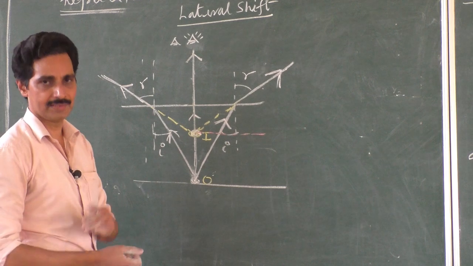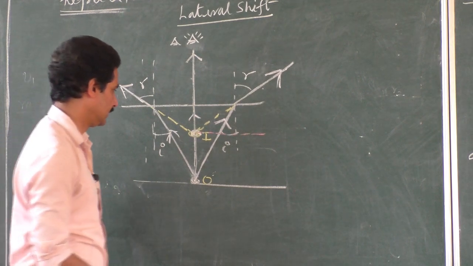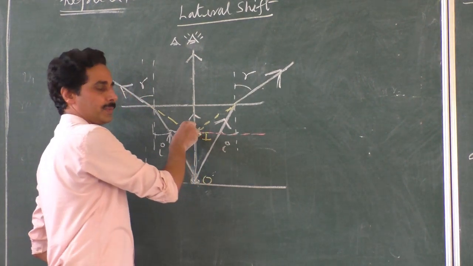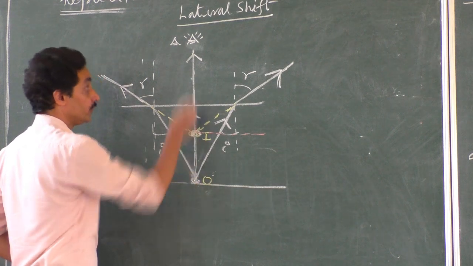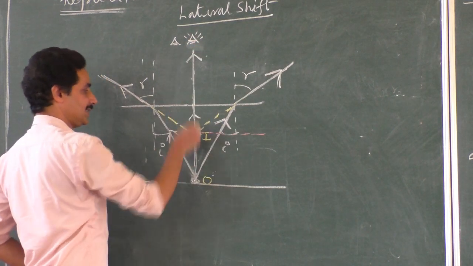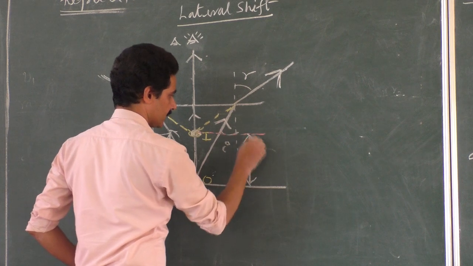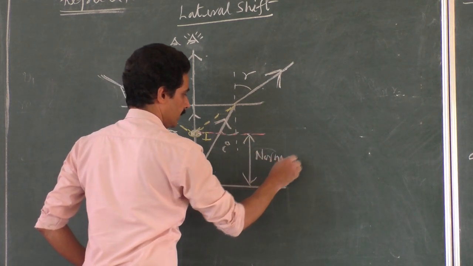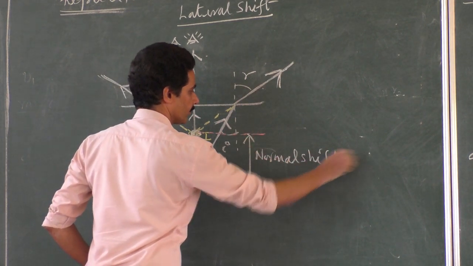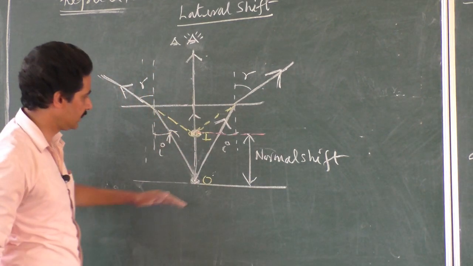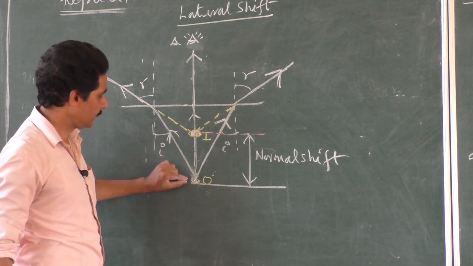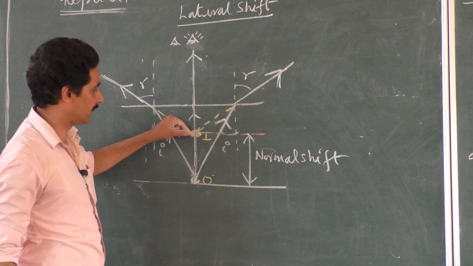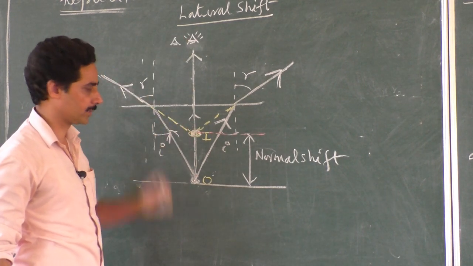Now we define some of the heights here. What are the heights? Normal shift is the shift in the object position, kept in one medium, viewed normally from another medium. So this shift is normal shift.